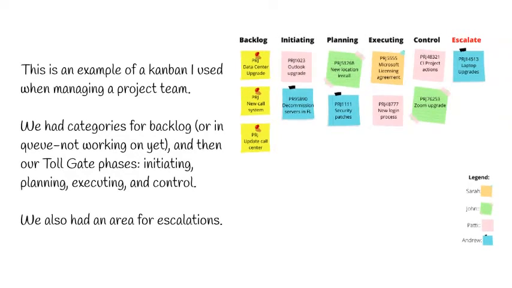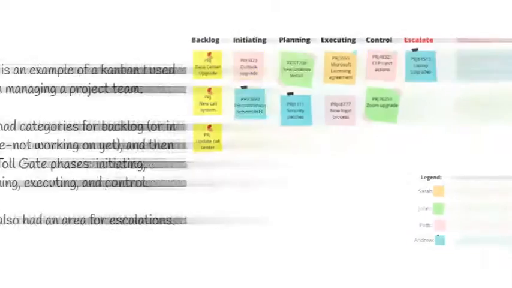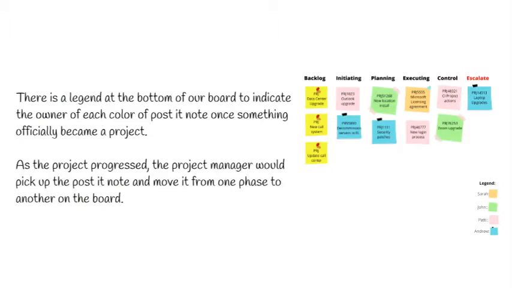We had categories for backlog or in queue when not working on them yet, and then our tollgate phases: initiating, planning, executing, and control. We also had an area for escalations. There's a legend at the bottom of our board to indicate the owner of each color of post-it note once something officially became a project.